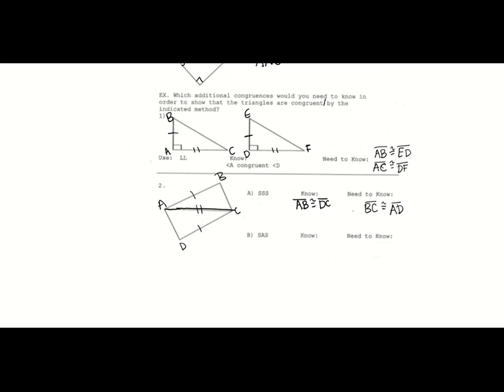If I want to use side angle side instead, I still know that AB is congruent to DC. But now I would need to know an angle in between my two sides, which here would be angle C. It would need to be congruent to angle A.